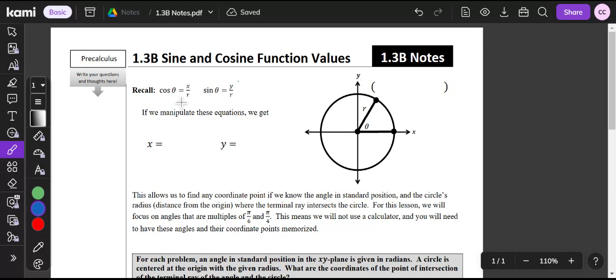If you rearrange these equations a little bit, we get that x coordinates are always equal to r times cosine theta. I just multiplied the r over to the other side. And then I can do the same thing with the y coordinate. Y should equal r times the sine of theta. So right here on our diagram, I've got this big set of parentheses here. That's because it is no longer x comma y when we're talking about angles on a graph. We're talking about r cosine theta comma r sine theta.